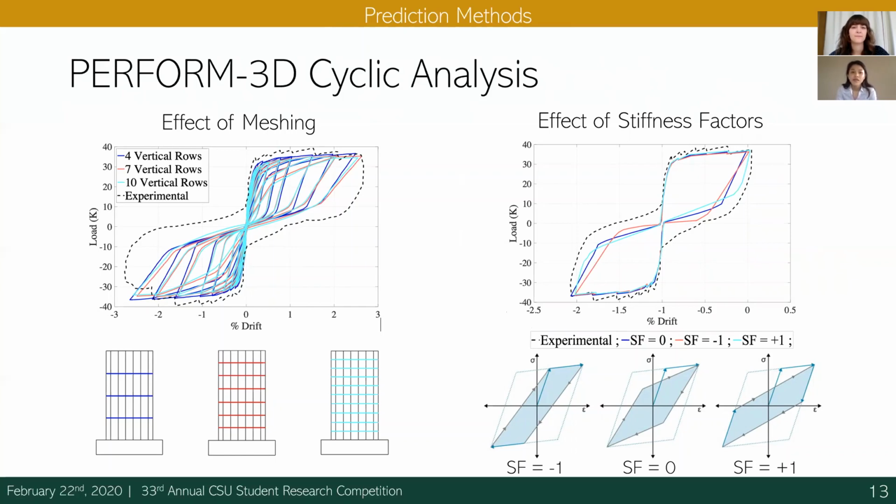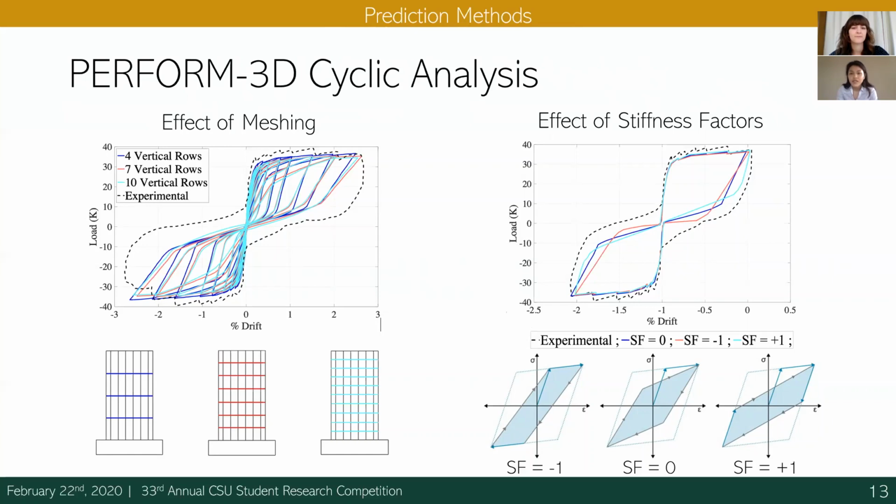Meshing allowed us to break the wall up into smaller pieces to observe what's happening at each node. We decided to go with 3 different meshing configurations, and we plotted them on the hysteresis against the experimental result to see how closely they match. And what we found from our wall is that the taller the wall is, the more meshing that is required in order to capture the peak drift and the peak capacity of the wall.